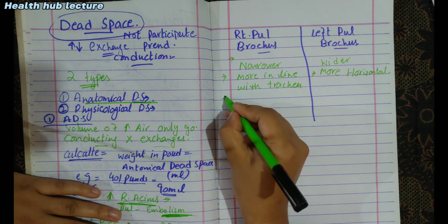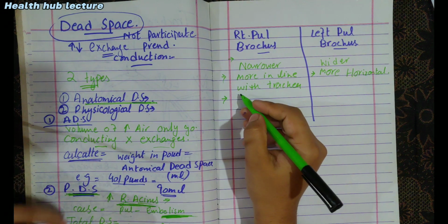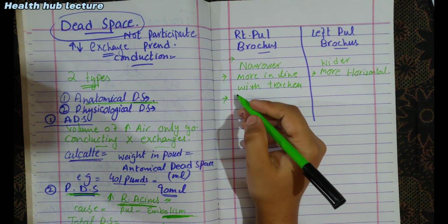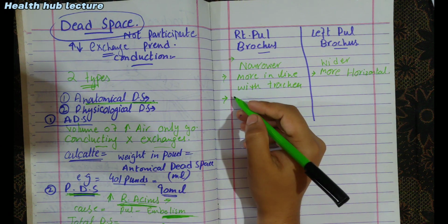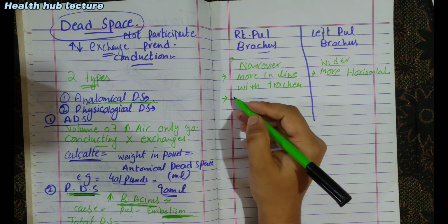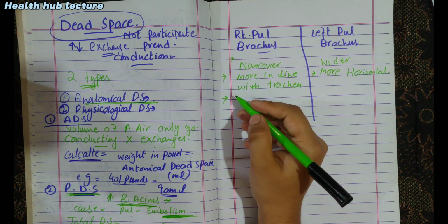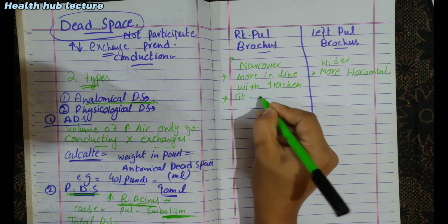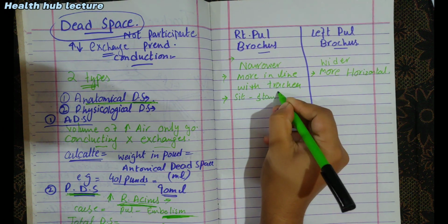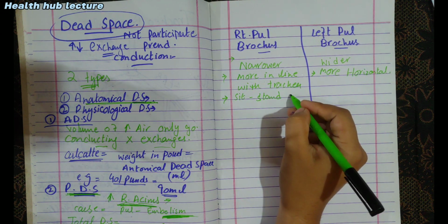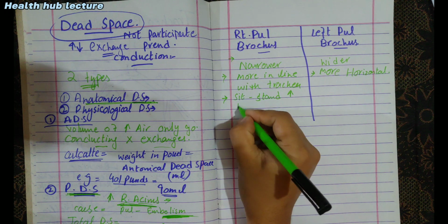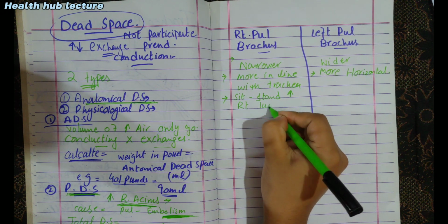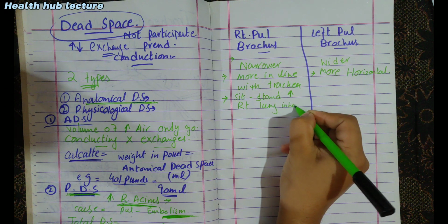Okay, now the other difference is that during sitting or standing position, the aspiration of an object takes place in the right lung. What is aspiration? Aspiration is inhalation. It's the other name of inhalation. When we inhale air, they ask about sitting or standing position. When we are sitting or in a standing position, the aspiration takes place at the right lung, when we inhale air.